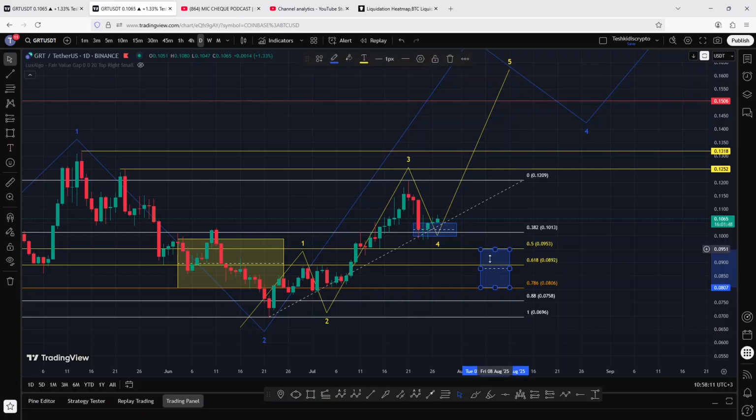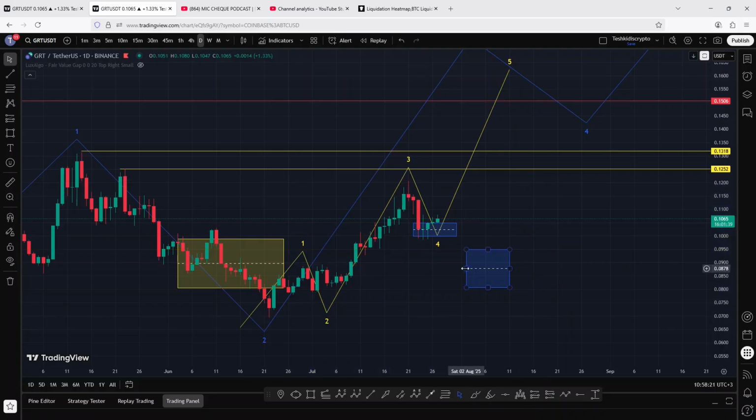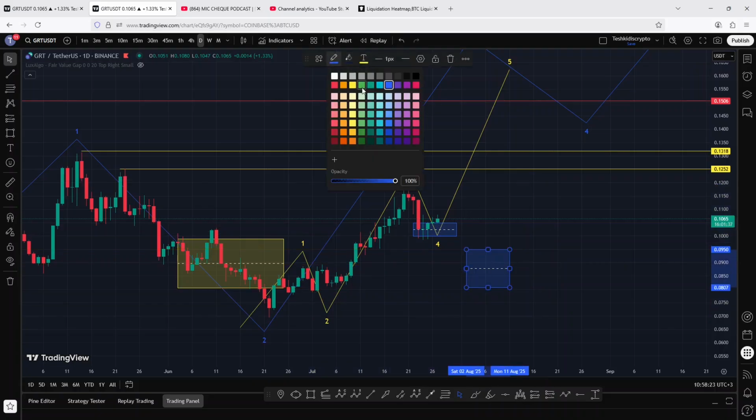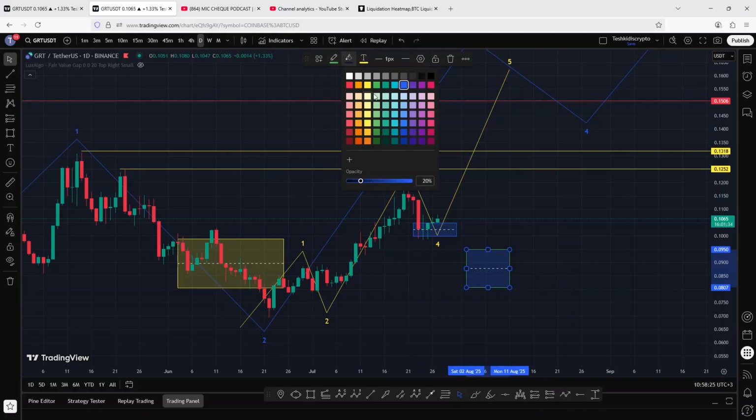So those are the two possible scenarios that you need to pay attention to and also expect to play out here on the GRT chart for the next coming hours. And let us be patient and see how that plays out, and I will ensure you stay up to date.